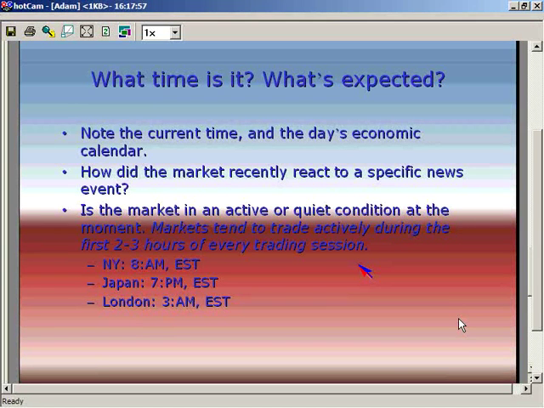How did the market react specifically to a recent news event? Non-farm payroll is better than expected. We expect the dollar to go up. If you were to look at a chart going back to this past month's non-farm payrolls, you'll notice the dollar went up, up, up, up, up into the number. The non-farm payrolls was released in the U.S. better than expected. That actually marked the high of the dollar.